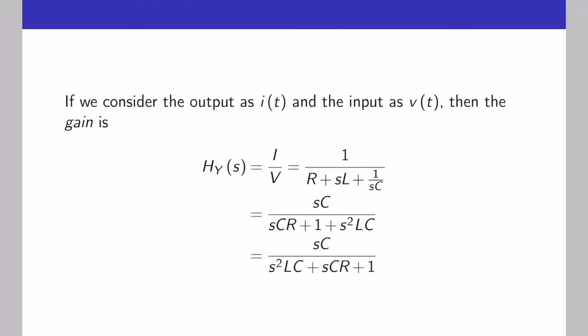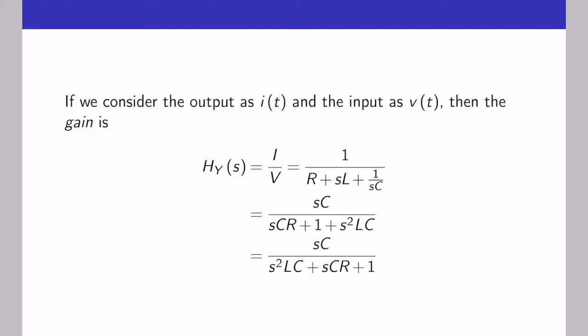We can consider the output to be i(t) and the input to be v(t). If we make this relationship assumption, we can now write the gain, which we define to be I over V, the output over the input, as H_y(s) equal to 1 over the quantity R plus sL plus 1 over sC.